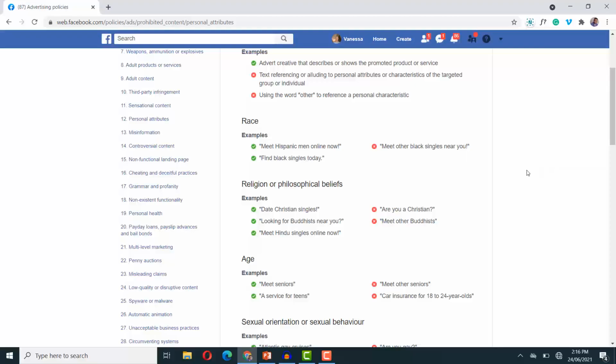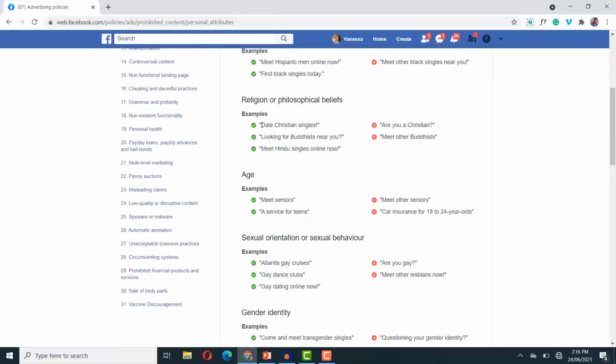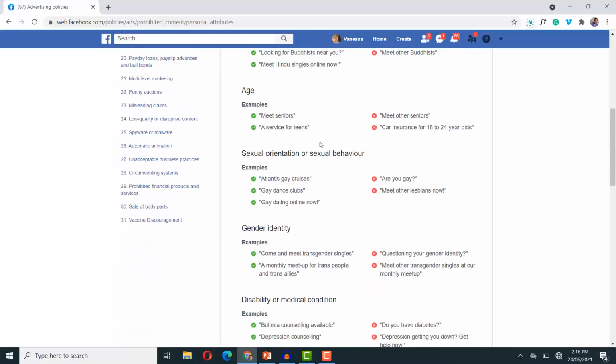Under religion, you can say date Christian singles, but you cannot say, are you a Christian, or meet other Buddhists. That means this person is a Buddhist. And this one is a direct case. You're just calling out to a person and saying, are you a Christian? That could come off as offensive to people, especially when they're not Christians. And even some Christians may feel, how does this person know, right? So Facebook is sharing my private information with people. You want to make sure that you're following all these policies.